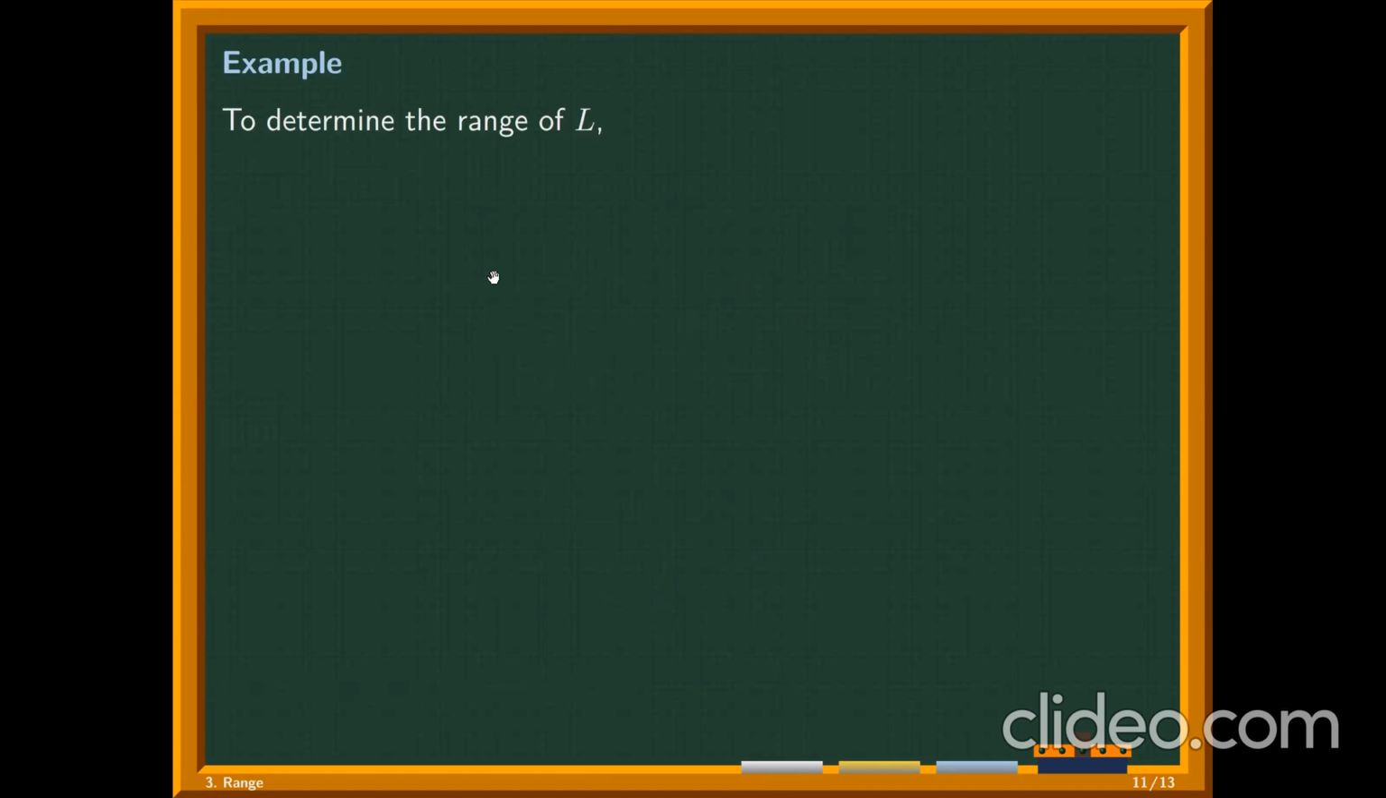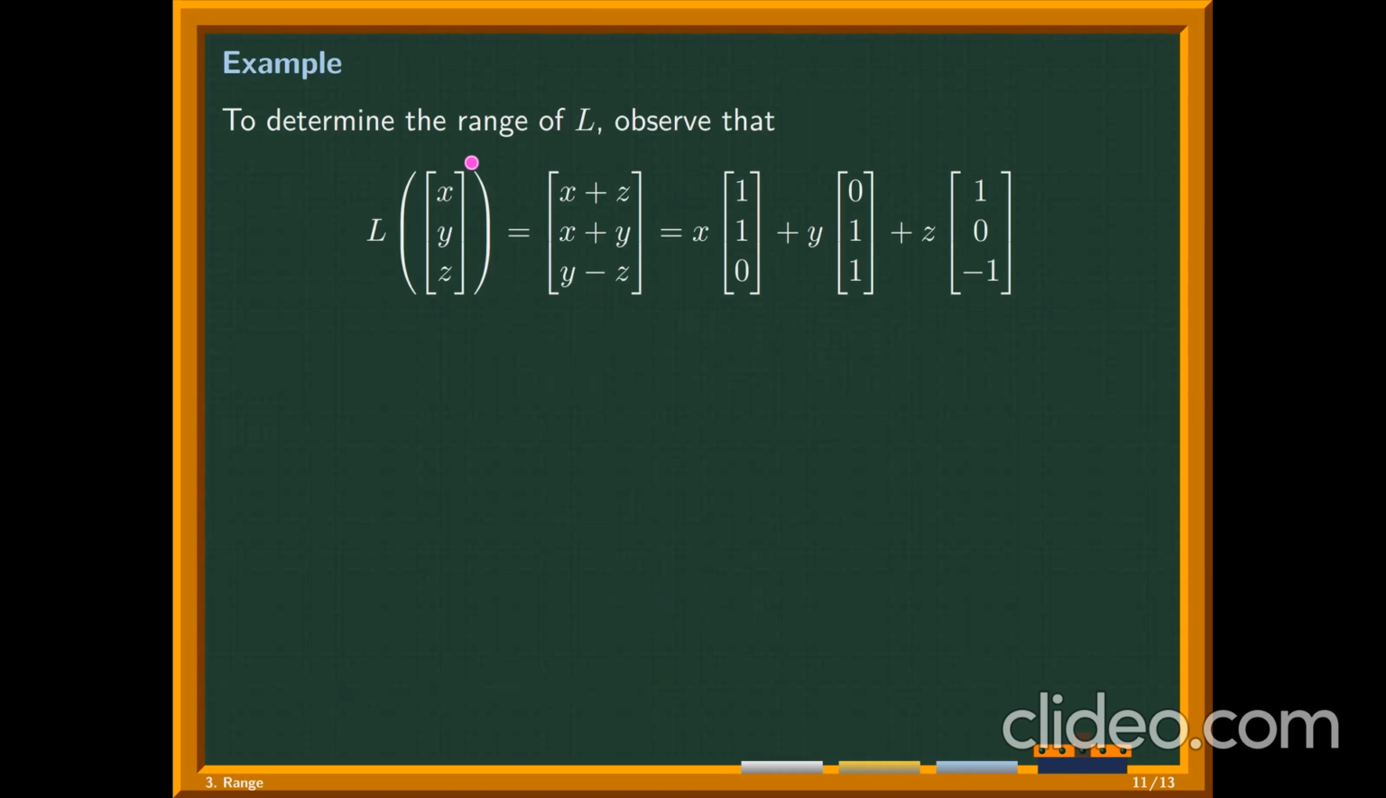How do we describe all the elements in the range of the linear transformation? Observe from the definition of our L that the image of x, y, z under L can be expressed as a linear combination of three vectors. x plus z, x plus y, y minus z can be expressed as the sum of the scalar multiple of 1, 1, 0 by x with the scalar multiple of 0, 1, 1 by y with the scalar multiple of 1, 0, negative 1 by z. You can verify that this works out. So the point is L of x, y, z is a linear combination of these three.